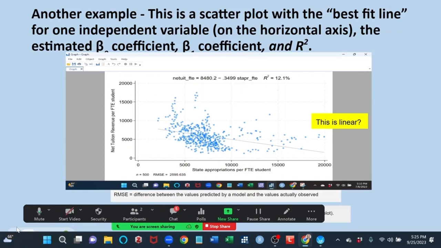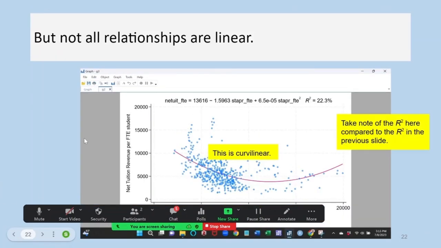I plotted data looking at net tuition revenue per FTE and the relationship between that and state appropriations per FTE. It's a negative relationship, downward sloping. One could say it's linear, but it could be curvilinear. Again, I did this in Stata. Any questions about this?